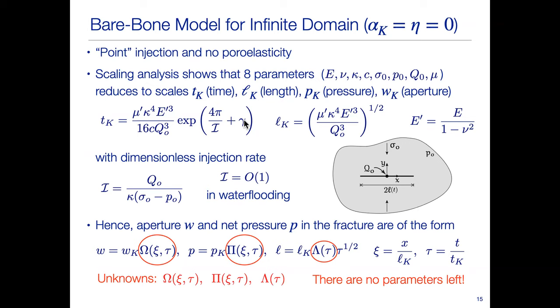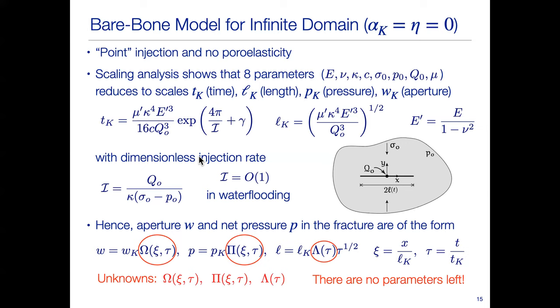And the key parameter here is I, a dimensionless injection rate. You see the mobility here and the difference between the far field stress and the pore pressure. We know that if you look at data, waterflooding is of order one, okay? But because it enters the argument of the exponential, it means that the time scale depends in a very sensitive manner on the injection rate. And I will argue a little bit about that later on, saying that it's an important finding that it is sensitive, but it means also that any modeling is probably not very robust because, in a sense, we have poor knowledge of the parameters, which has a tremendous influence on the time scale.